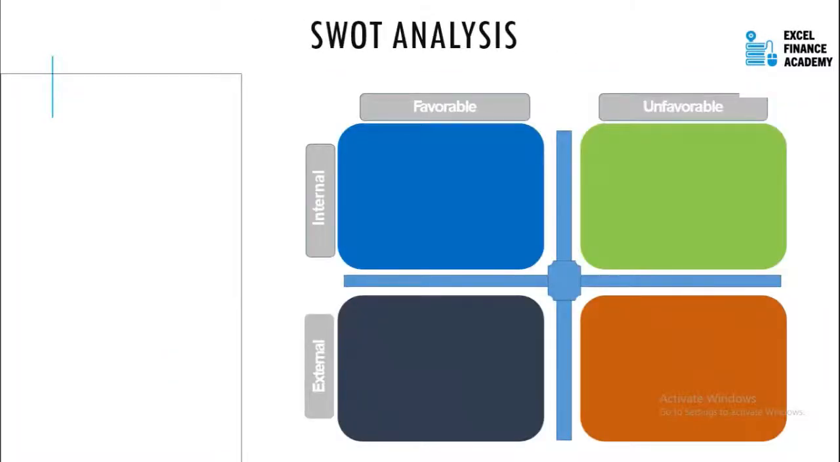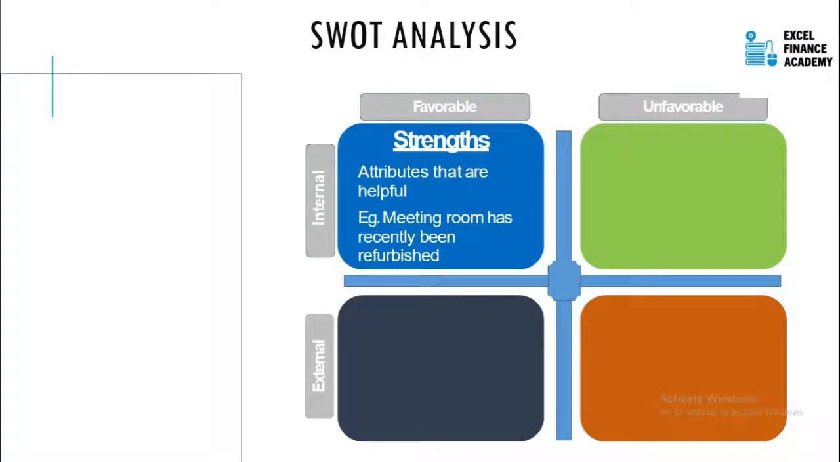So what is the SWOT analysis? SWOT analysis is to analyze your strengths, weaknesses, opportunities, and threats. But you need to analyze it from two factors, internal factors and external factors. There are internal strengths and weaknesses, and external opportunities and threats, both favorable and unfavorable.